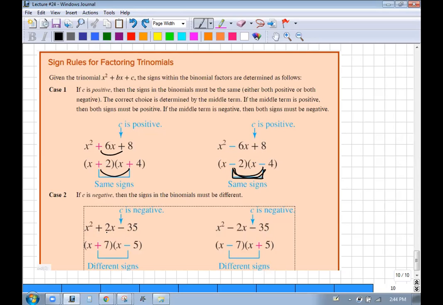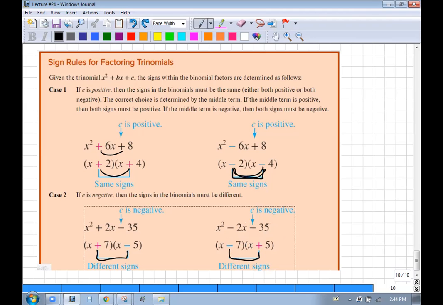Now, what if we had the other example where this is negative, but that's positive? Well, one of these has to be positive and one has to be negative, because a positive times a negative gives you a negative. And then they can add to either give you a positive or a negative.